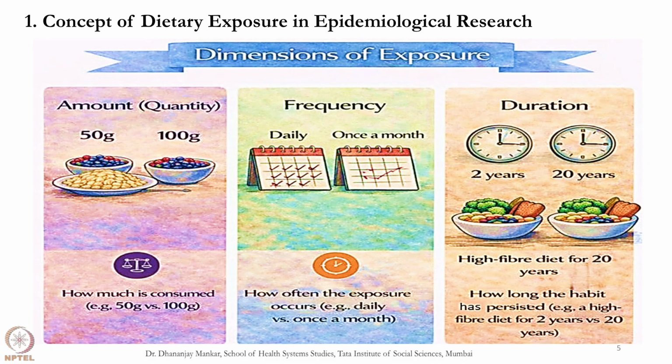The other dimension is the duration, whether it is 2 years or 20 years, or 10 years to 15 years. For example, a high fiber diet for 20 years shows how long the habit has persisted. A high fiber diet for 2 years versus 20 years can make a great impact on the disease condition or the health condition of a person.